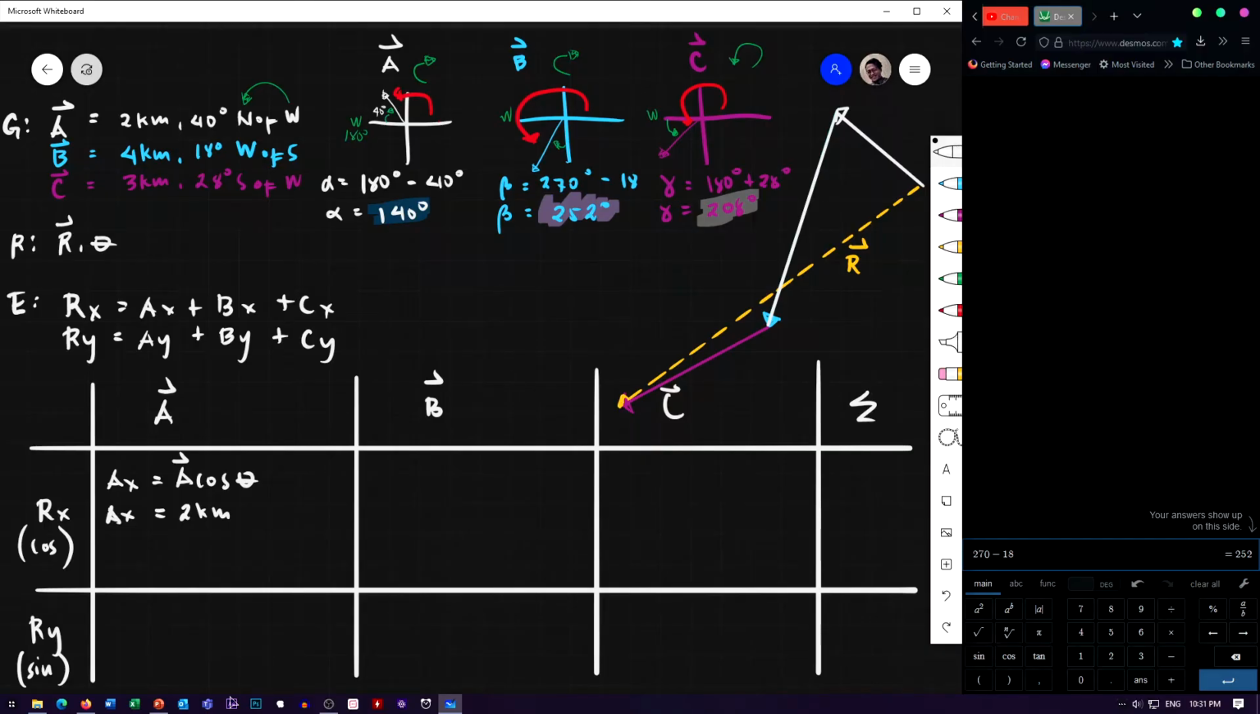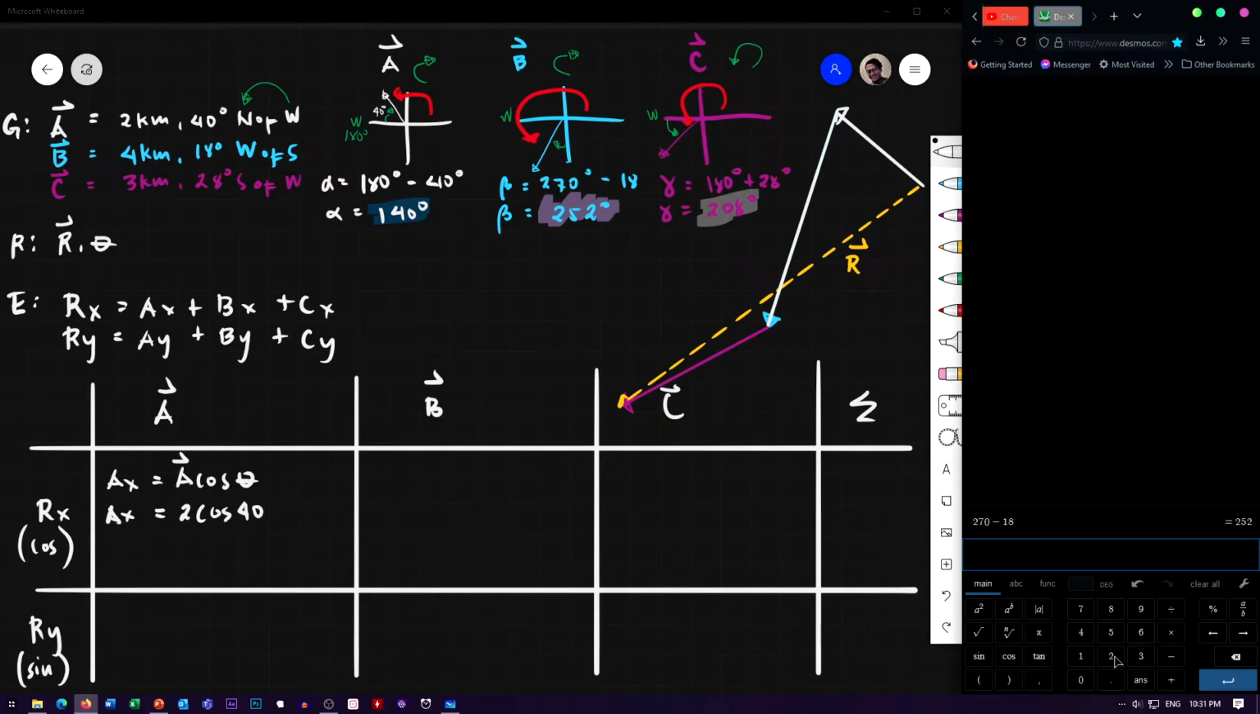Okay, for this one, you can just remove the unit. Well, for the table, you can remove the unit. Okay, I'm gonna be forgiving of that. So for this one, it will be cosine 40. Okay, so let's input that on our calculator. So we have 2 cosine 40.